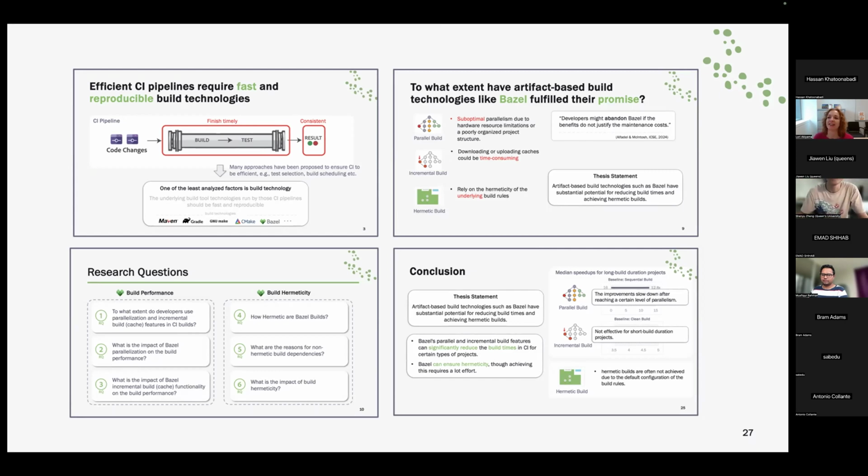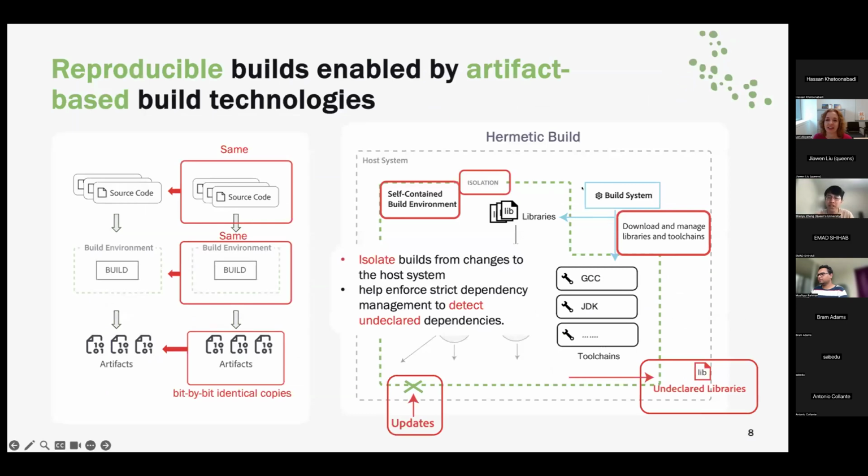Yeah, this is a very new term. So basically, hermeticity is how well the build is isolated from the outside environment. If a build is hermetic, it means the build will only access the files that are managed by the build system, and the build system and the build process are isolated from the host system. So basically, it's isolation and build dependency management. Okay, thank you.